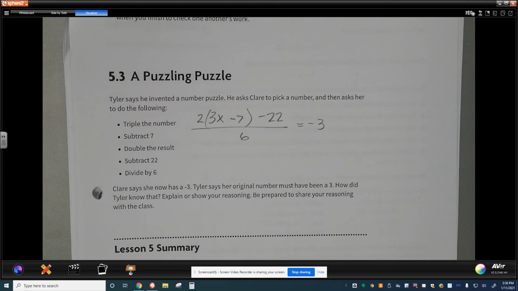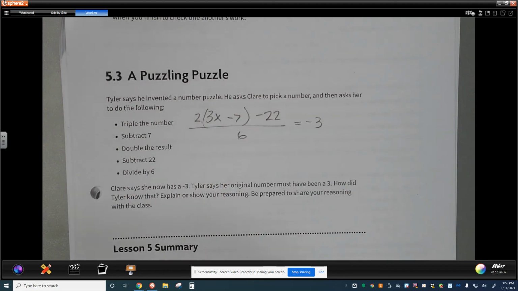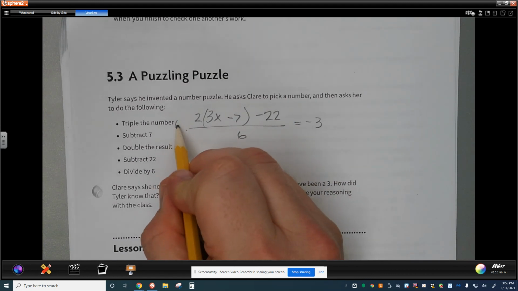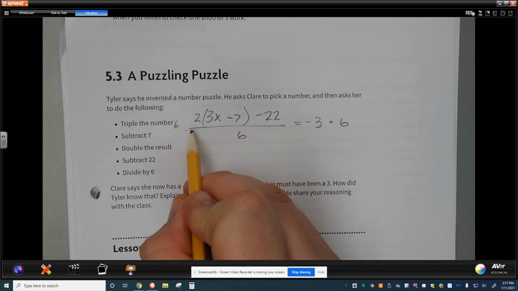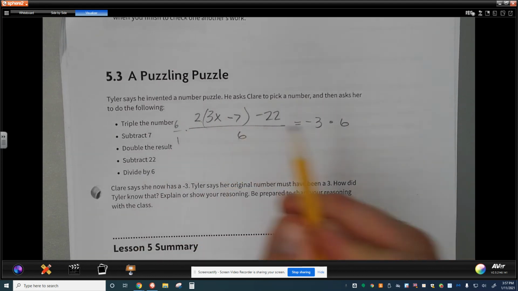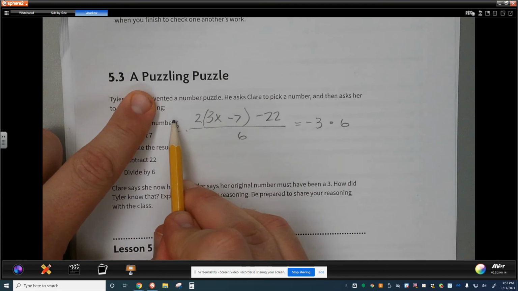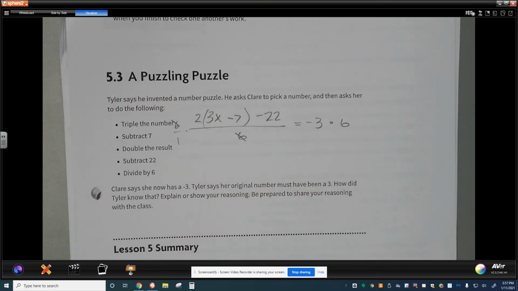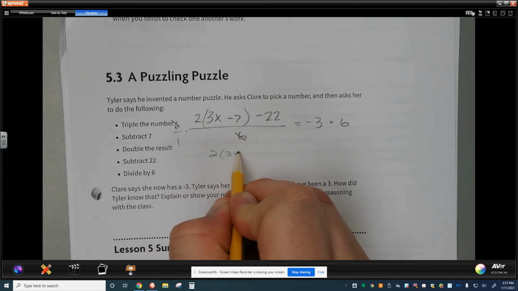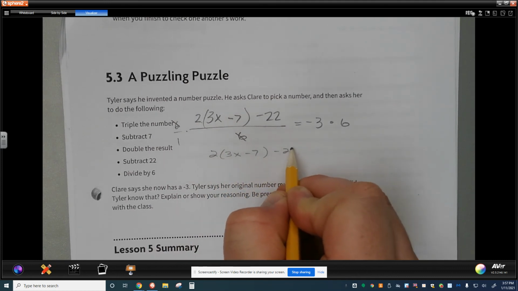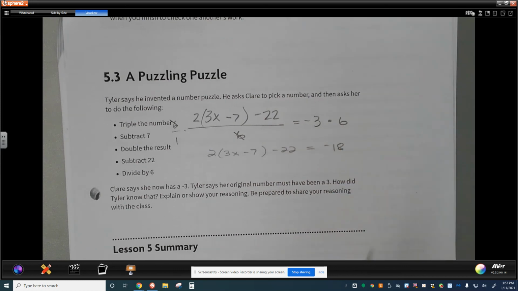Okay, that might look a little bit scary to you, but that's okay. Let's get rid of this fraction part first. Let's go ahead and multiply by 6 over here on this side and on this side. Remember, multiplying by 6 is the opposite. That's 6 over 1. By multiplying by 6, we actually have eliminated that denominator. And we've ended up with twice the value of 3 times x minus 7 minus 22 is equal to a minus 18.